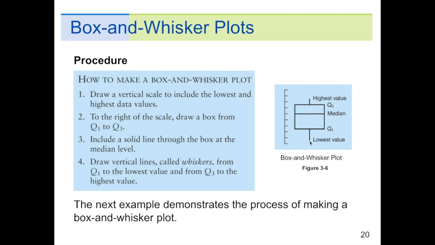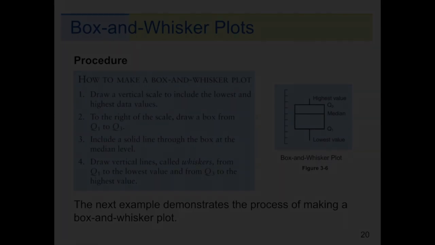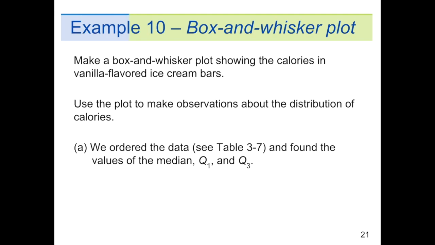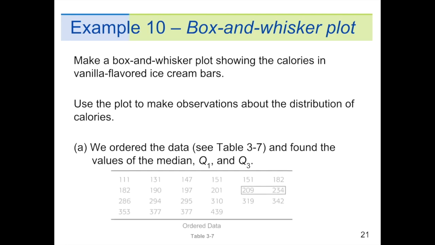That's the minimum. The next example demonstrates the process of making a box and whisker plot. Make a box and whisker plot showing the calories in vanilla flavored ice cream bars. Use the plot to make observations about the distribution of calories. We ordered the data and found the values of the median, Q1 and Q3.